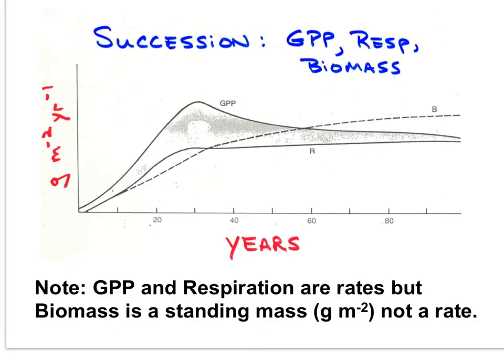Here's a graph that displays GPP, respiration, and biomass through successional time. Notice that GPP and respiration are measured in rates, but that biomass is a standing mass. It's not a rate. From this graph, we would know that NPP is highest right here. I'll let you study this graph on your own. If you have any questions, see me in class.